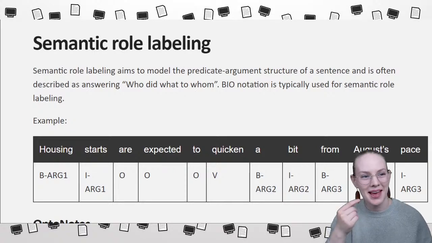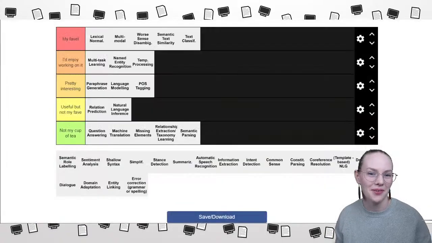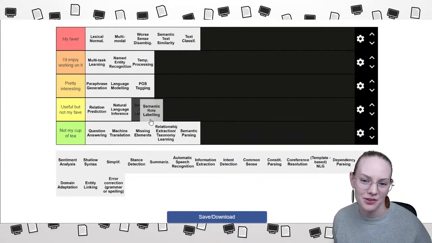Would I be happy to work on it? I mean, I would, but I don't think I'd be overjoyed. So I'm gonna put that under useful, but not my fave.